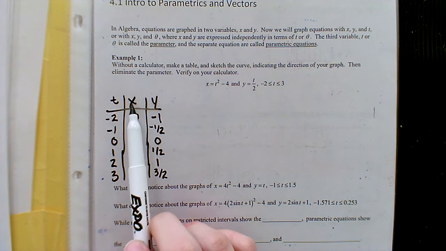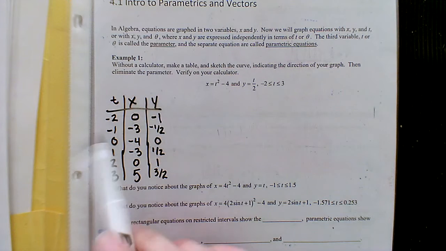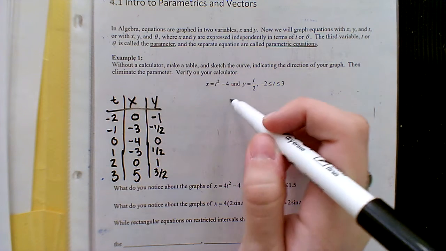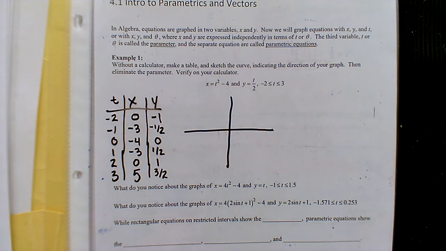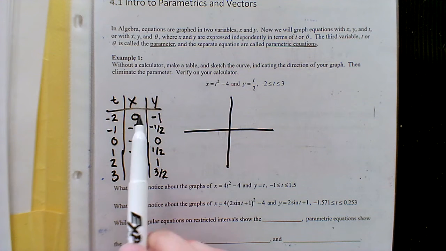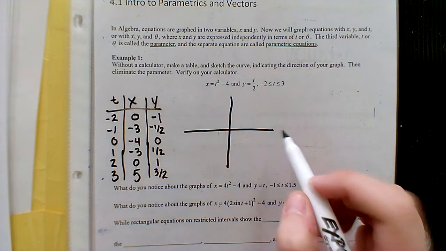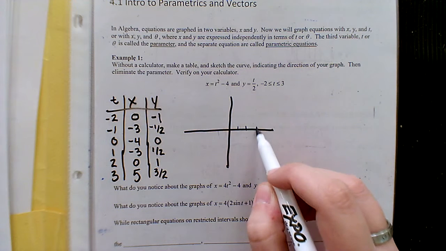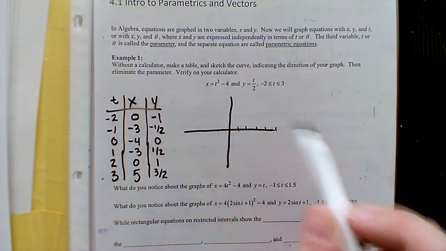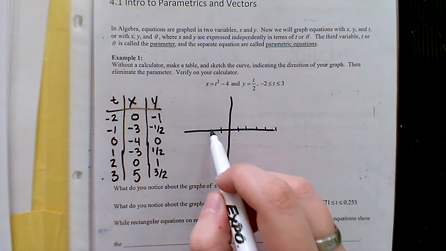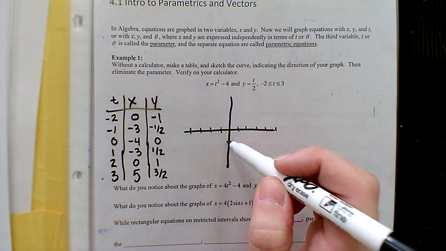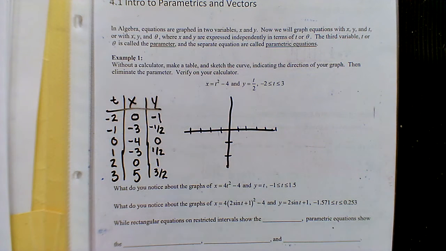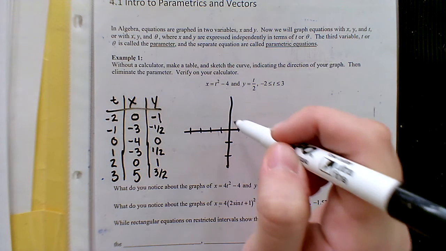Okay, so now that we have an x and a y value for each particular moment in time, we're going to graph those x and y values on a typical coordinate system. So it looks like our x's have to go all the way out to 5, at least based on our table, and then out to -4. And the y values go, I guess, down to -1, but then all the way up to 1.5.